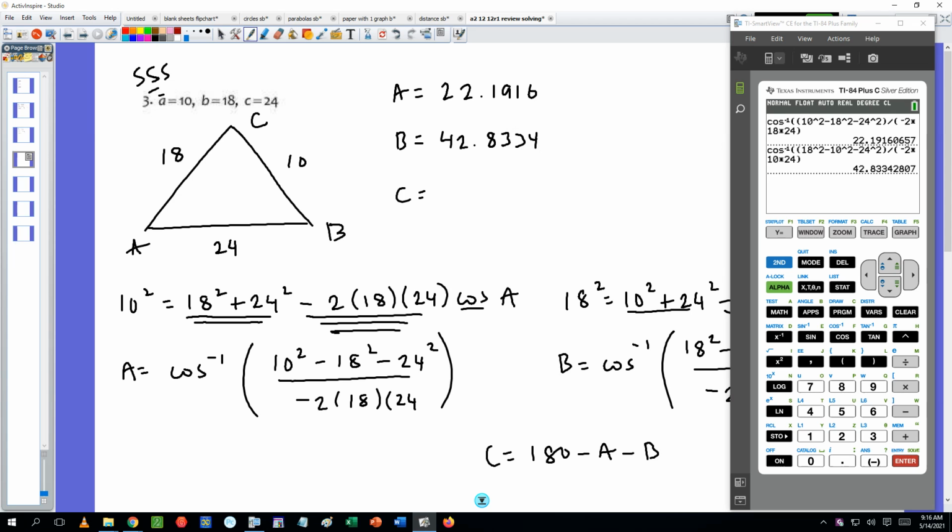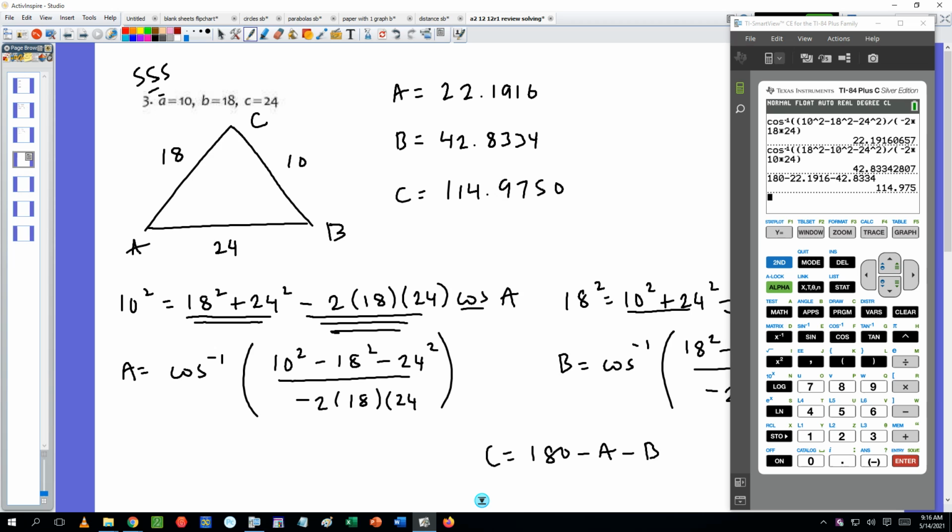And then I'll find C by going 180 minus those two answers, 22.1916 minus 4283.80, 334. And that is angle C, 114.9750.